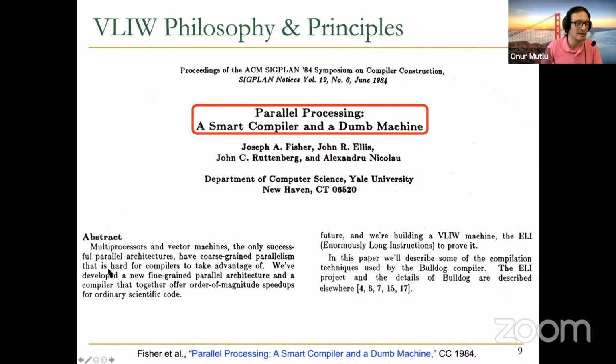And you can see that the claim over here is that we've developed a new fine-grained parallel architecture and a compiler that together offer order of magnitude speedups for ordinary scientific code. So you can see ordinary scientific code here. In scientific code, that's very easily analyzable, where you don't have hard-to-predict dependencies, these machines can actually do reasonably well. And in such code, the compiler can actually schedule the code really well. Where you have large blocks of code, you need to execute lots of arithmetic operations and not that many memory accesses, you can do reasonably well using VLIW machines.